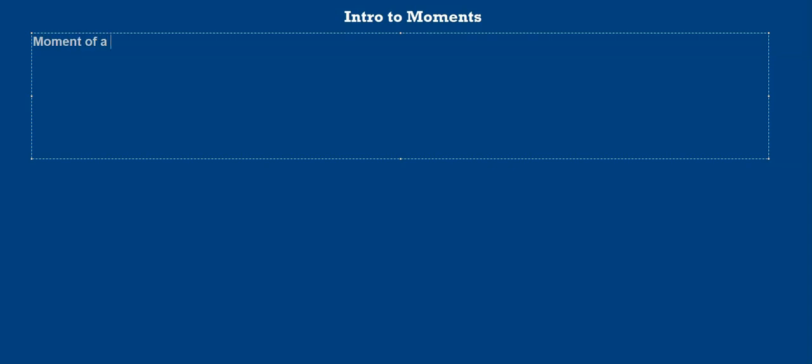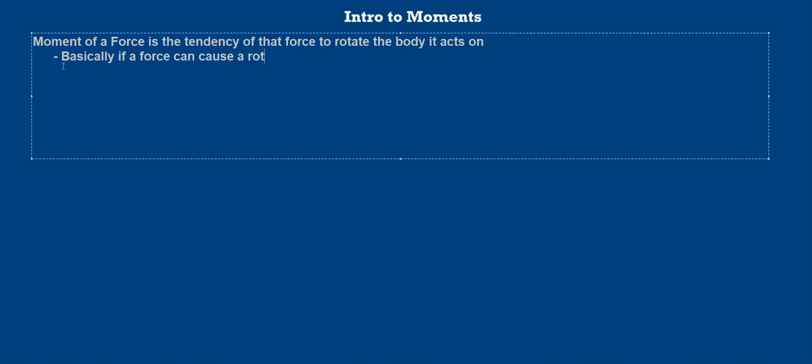A moment of a force is the tendency of that force to rotate the body it is acting on. So basically, if a force can cause a rotation, it creates a moment. Now, to keep things simple, let's say up front that a moment is the same thing as torque. And we learned about torque when we were learning about mechanical advantage.